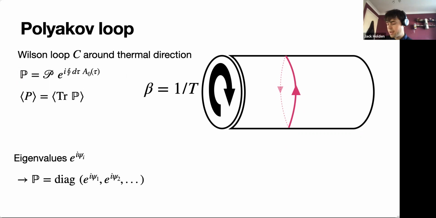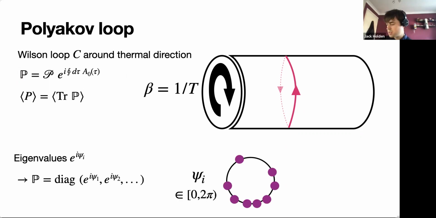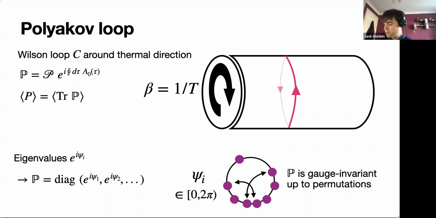And it's best represented by its eigenvalues, which are all phases. And so these eigenvalues can be plotted on a circle, or the complex plane if you prefer, with the arguments taking values between 0 and 2 pi. So the reason why this is so useful is this.